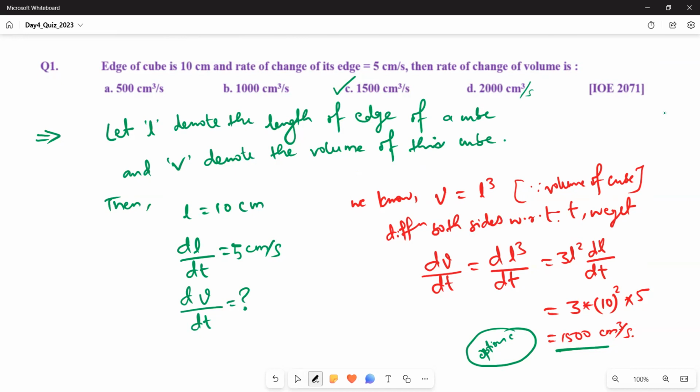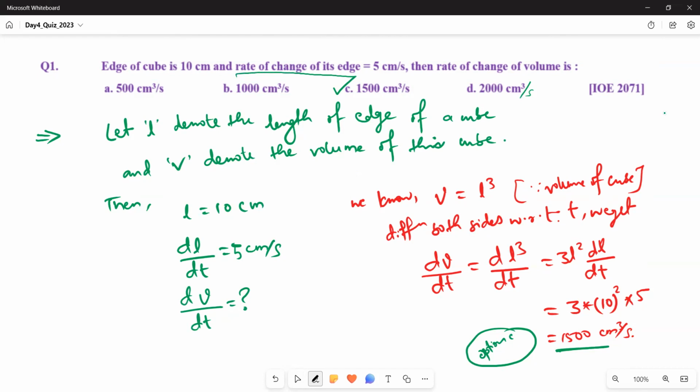So let me describe how it is. By reading this question, you should be able to recall what this question is from. Application of derivative, right? Because you can see the rate of change here. So it's actually from application of derivative.